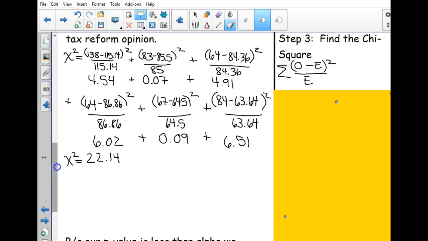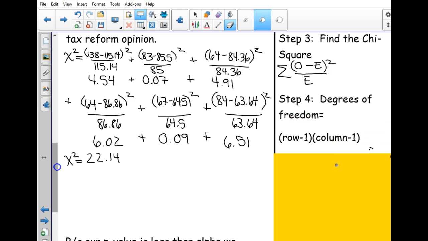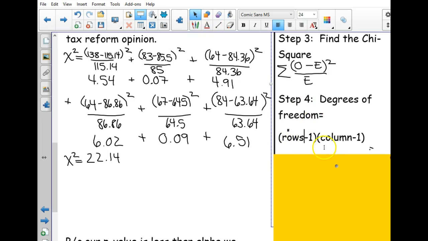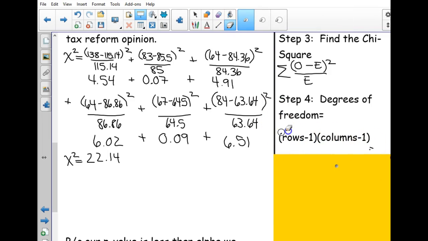Okay, in order to get our p-value, the first thing we need is our degrees of freedom. And the degrees of freedom has a formula. It's the number of rows minus 1 times the number of columns minus 1. People make mistakes on this one all the time, and there's a reason for that. So get the formula down for your degrees of freedom.